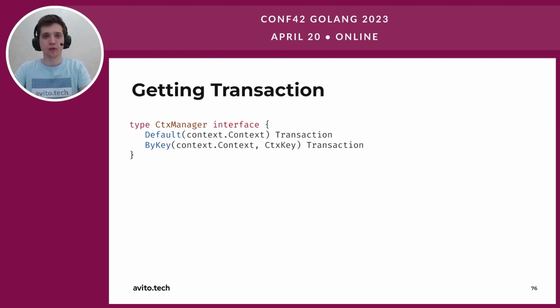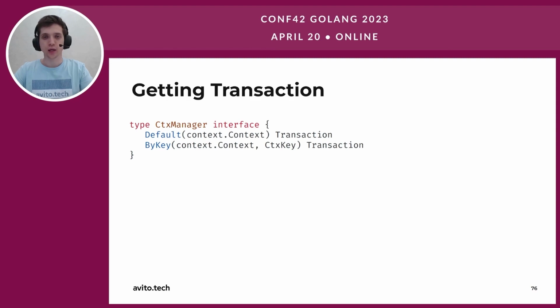Then we can simplify getting a transaction from the context in the repository. Let's create an interface to extract the transaction. The Default method returns a transaction with the default context key, and ThereBy returns a transaction with a custom key. It is necessary when the repository processes two transactions simultaneously, but be careful with that.